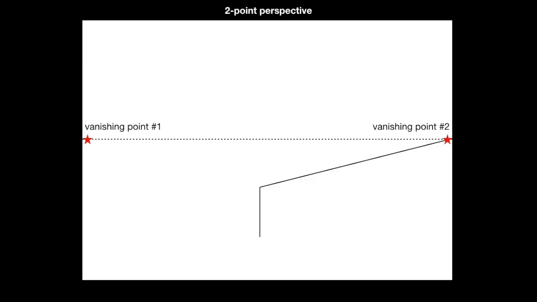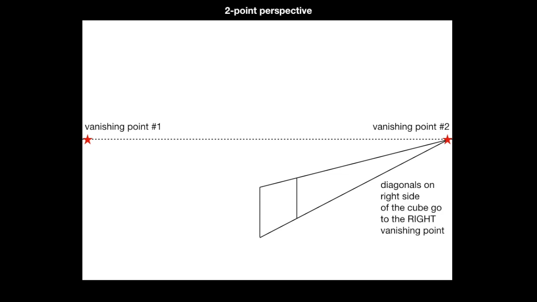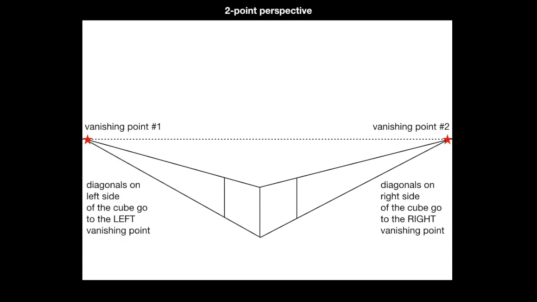So I'm going to just begin to draw this, and the right side of the cube, which is what I'm working on now, the diagonals on the right side of the cube are going to go to the right vanishing point. Okay? And let's work on the left side here. So the left side of the cube is going to go to the left vanishing point. And notice my vertical lines there are parallel, and vertical.